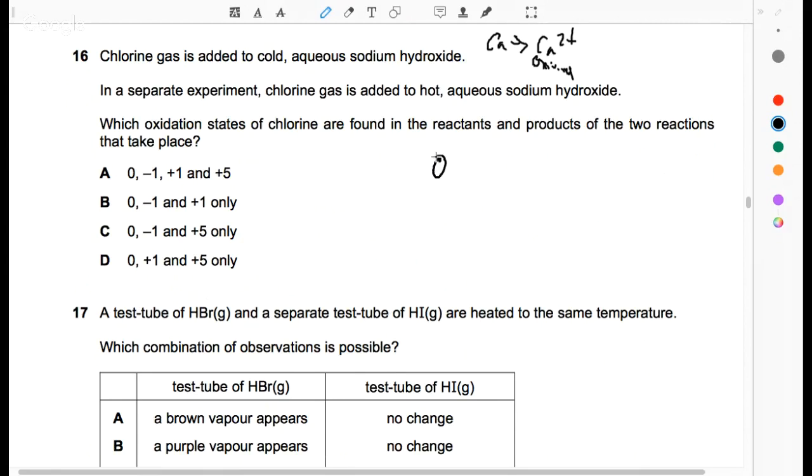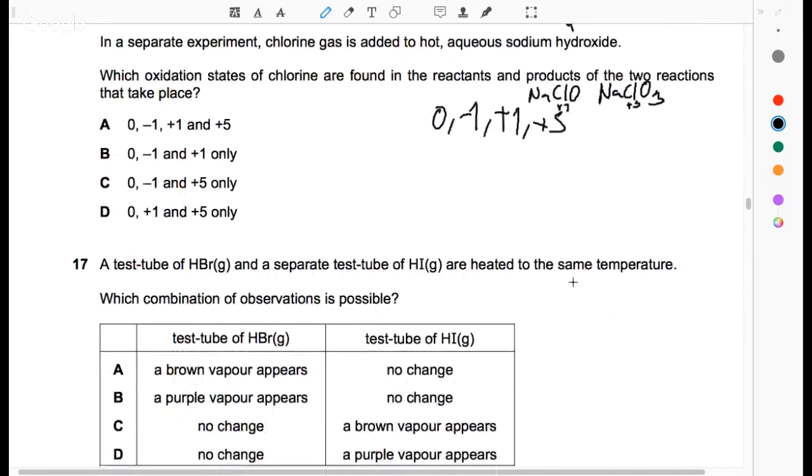Okay, so 0, minus 1 for NaCl, plus, okay, NaClO, NaClO3: plus 5, plus 1, plus 1, plus 5. A.